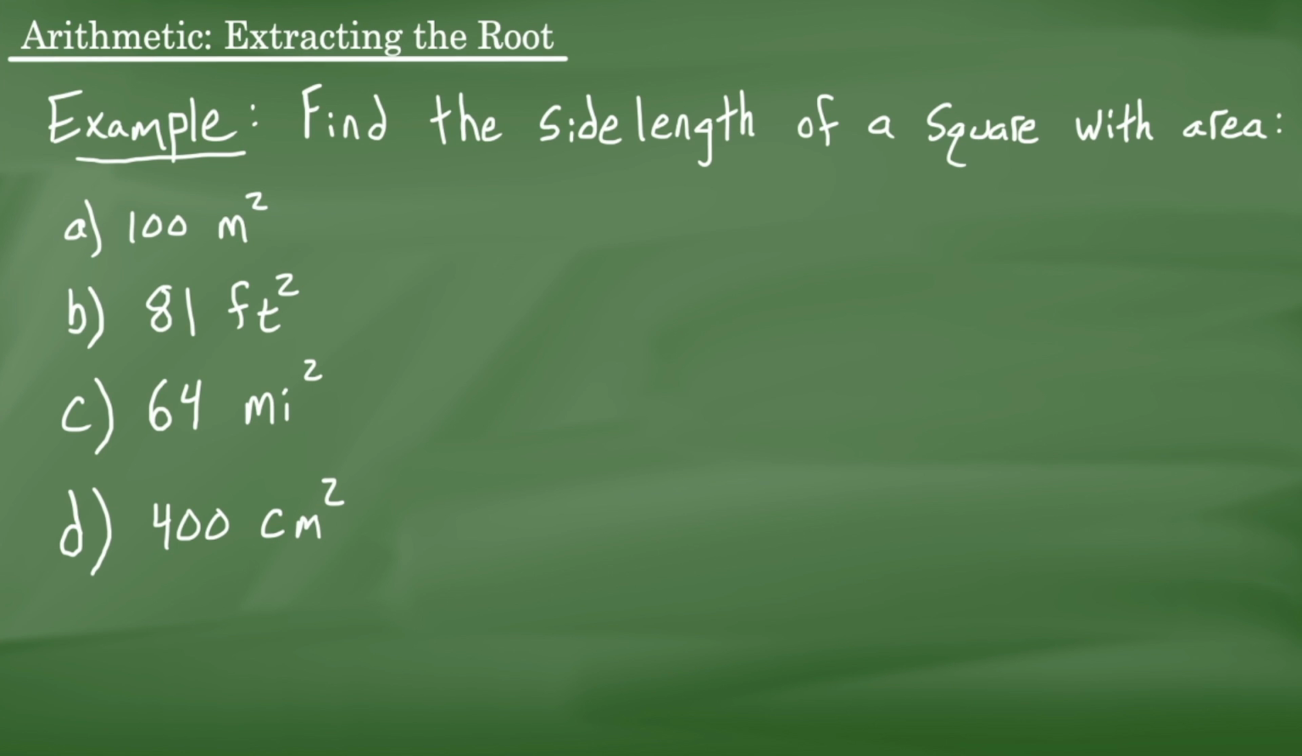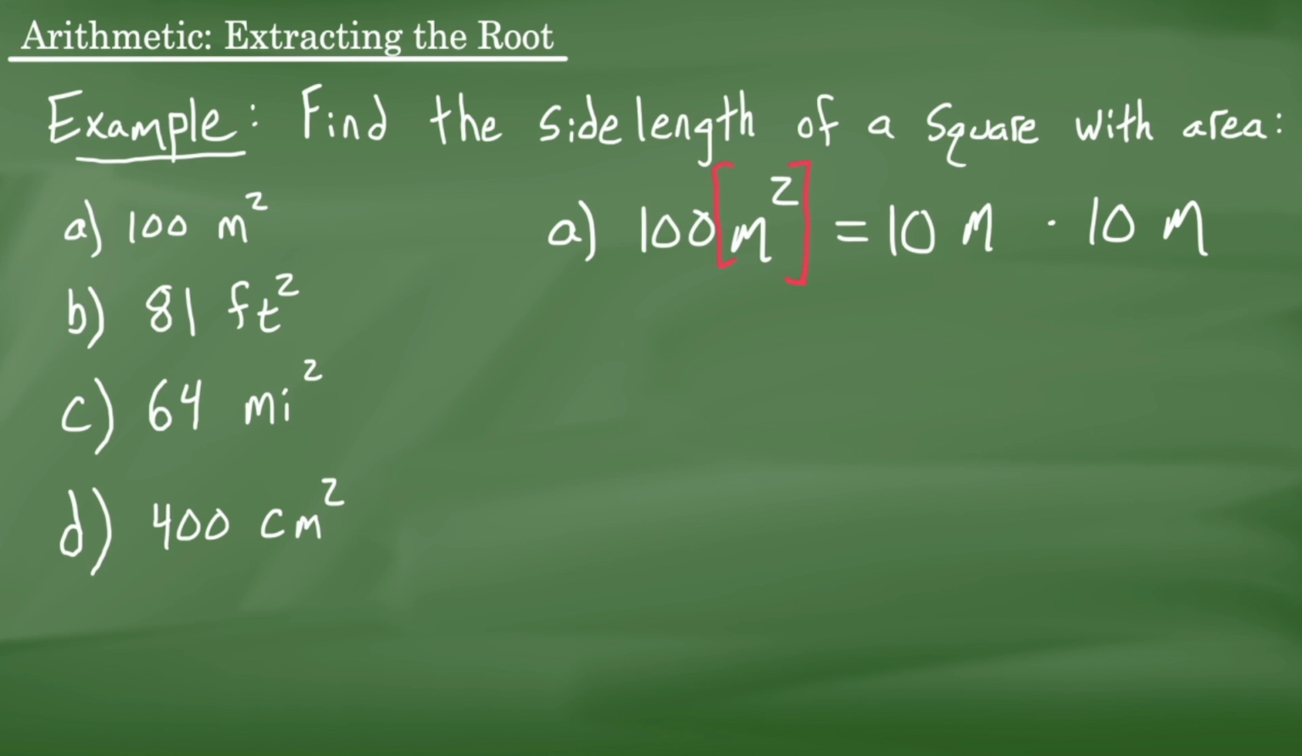Example. Find the side length of a square with area A, 100 meters squared, B, 81 feet squared, C, 64 miles squared, D, 400 centimeters squared. A, 100 meters squared. Let's separate the units from the numbers with this little square bracket. So this would give us then 10 meters times 10 meters.